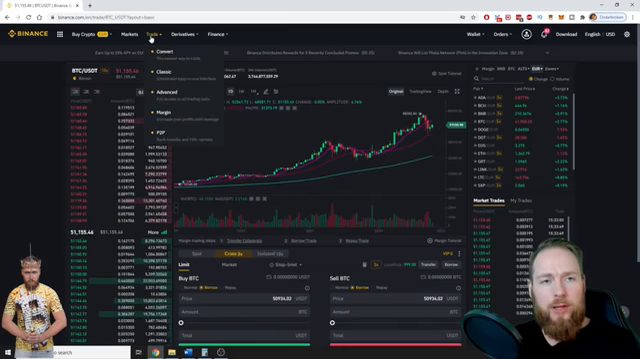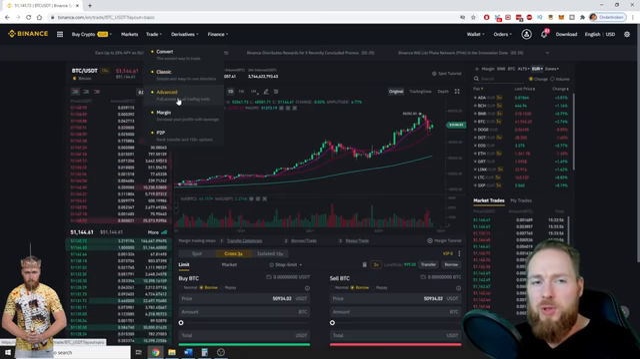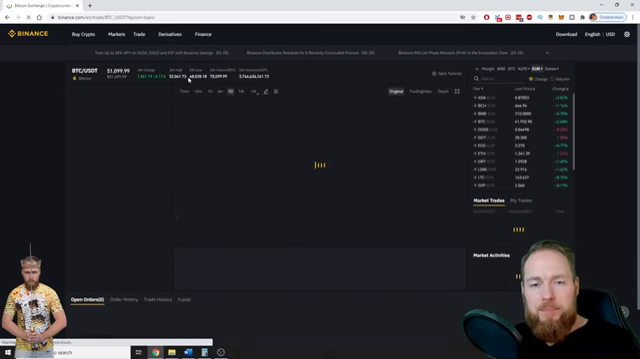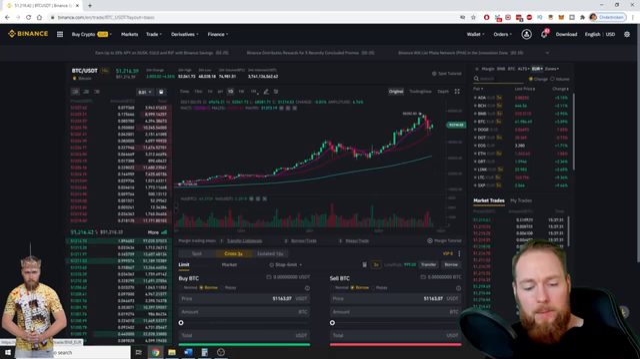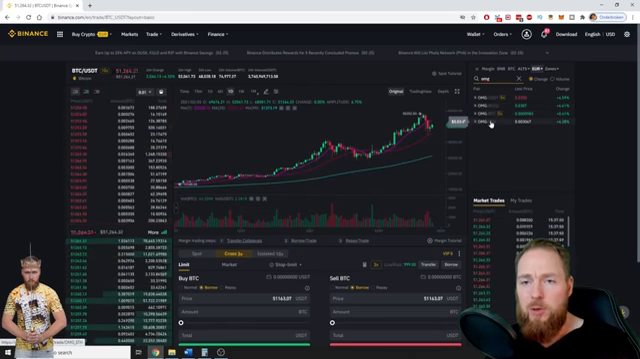So if you want to trade, you go to trade. I suggest you take the classic one. If you're an advanced user, you can choose the advanced interface, but I'll show you the classic one. So I want to sell some OMG. So you input your coin, OMG. So you can exchange into USD, into Binance USD, into Bitcoin or Ethereum.